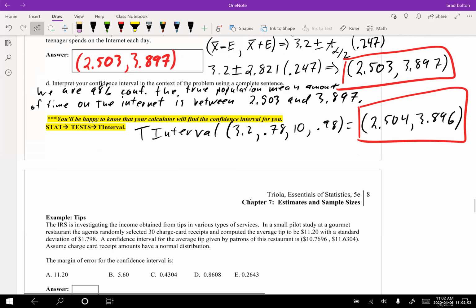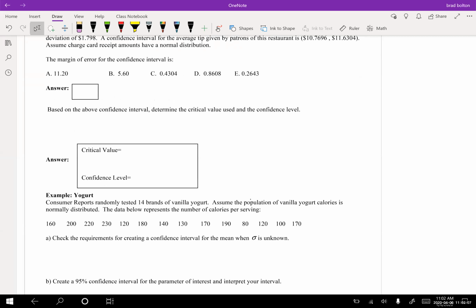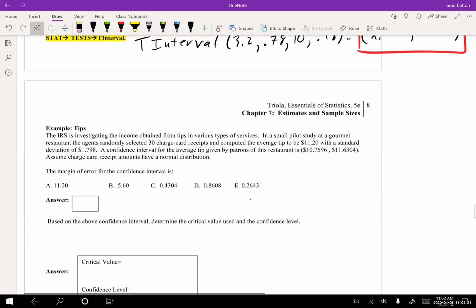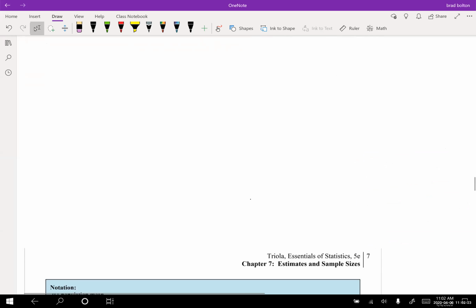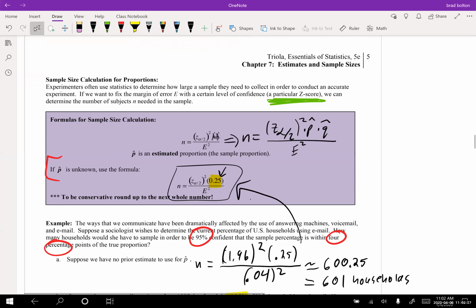This is kind of going way back to previously when I was talking to you guys about how if you're given a confidence interval, you can still find stuff out. Now it says, let's see here. It says the margin of error for the confidence interval is what? Okay. So we know that way back up here, you guys, I'm sorry, the notes kind of jumped around right there. I wasn't even ready for that.